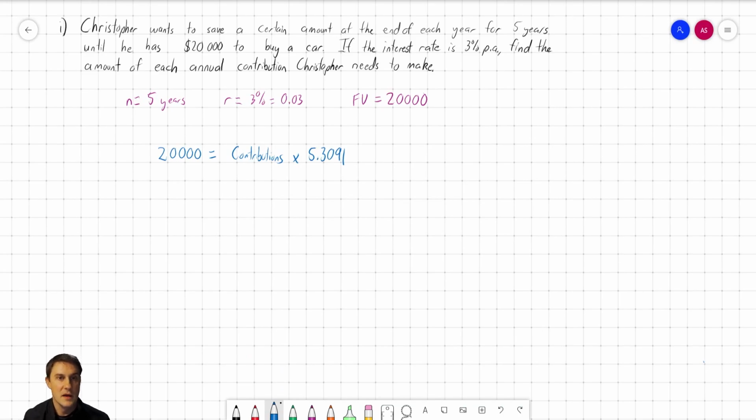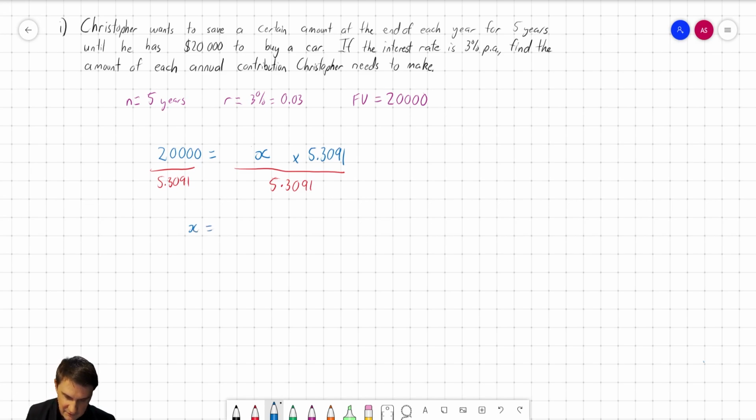Okay, so now with the amount in here, to work out the size of the contributions, what we're going to do is rearrange what we've got here. And so what I'm going to do is divide both sides by 5.3091. Now, one other thing is, rather than use a word like contributions, I'm going to change this and make it the letter X, because X is often the thing we use in algebra. It just helps simplify things here.